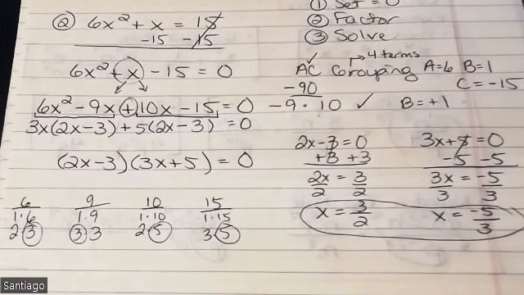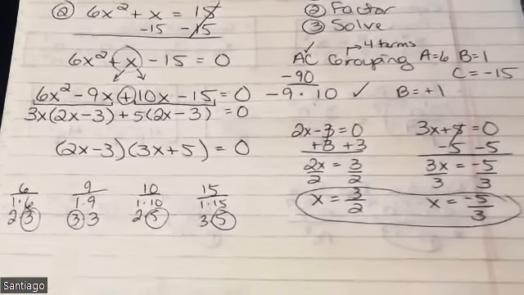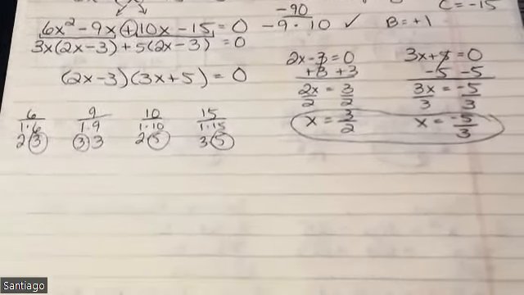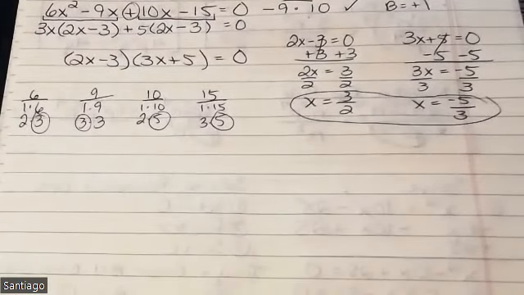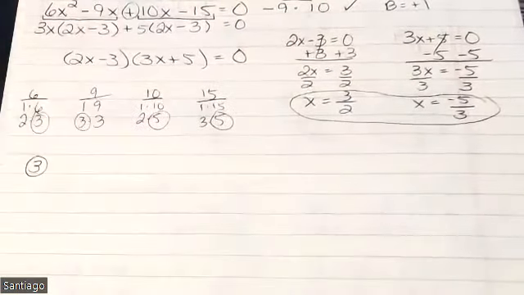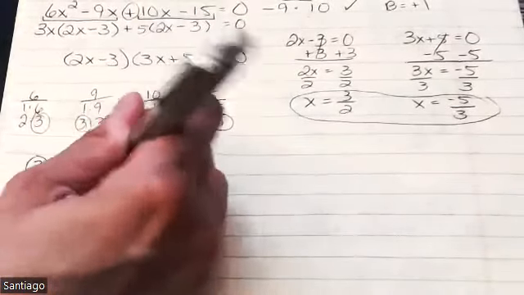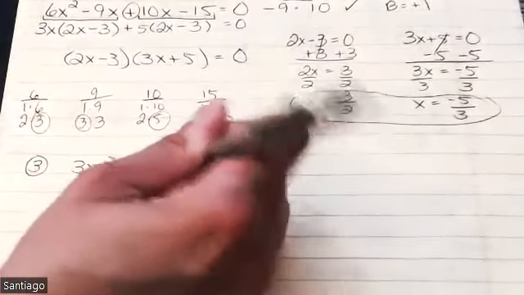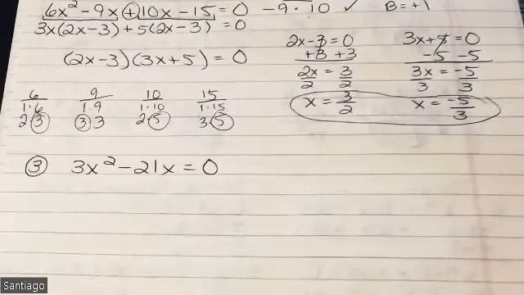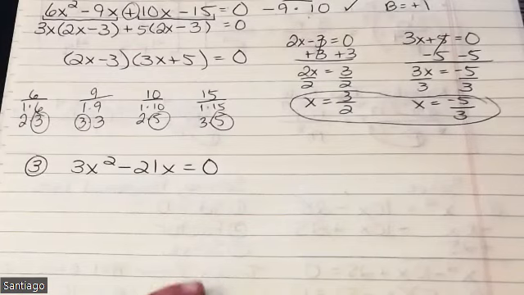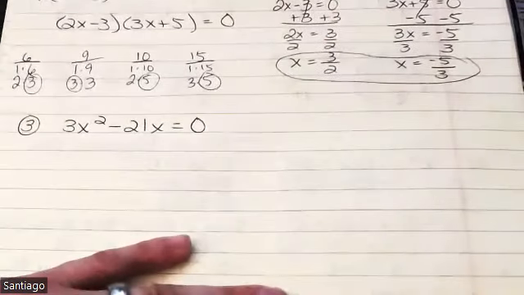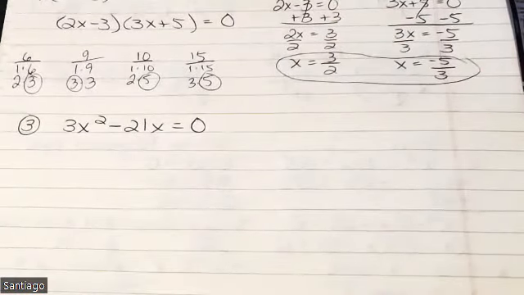Excellent. I want to do one more, maybe more than just one more, but I'd like us to solve this one as well, because it's good exposure. Take a look at problem number 3. The instructions again are to solve. So let's say that I gave you 3x squared minus 21x is equal to 0. What are your thoughts on a problem like this? 3x squared minus 21x is equal to 0.